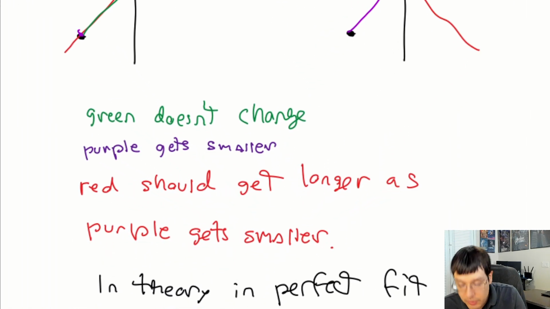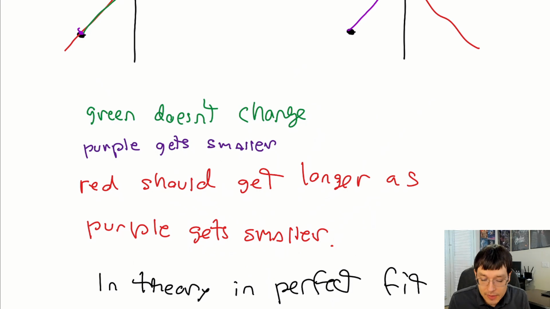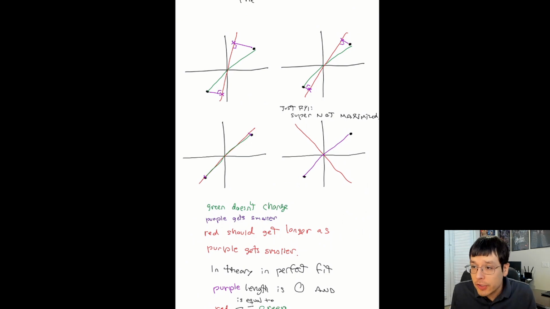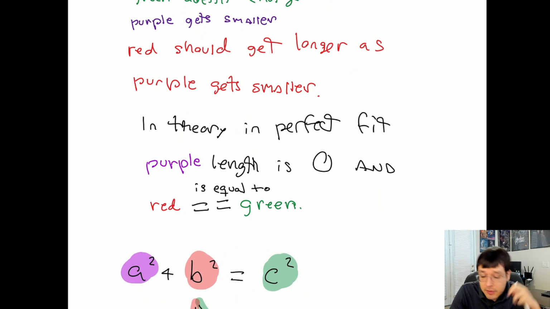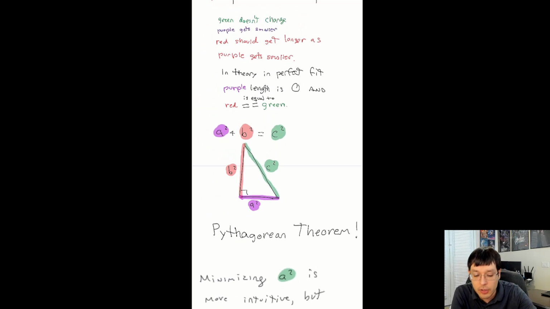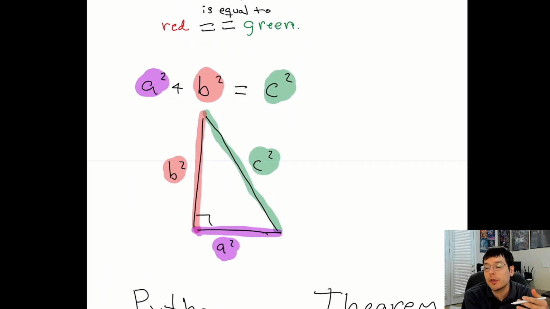So here I have some key reminders. The green doesn't change because that was just your distance to the origin. So no matter what you do to the rotating line, the distance from the point to the origin does not change. Purple is going to get smaller as you find a better fitting line, and red gets longer as purple gets smaller, okay? So in theory, here we go, a perfect fit for purple is 0 and the red is equal to the green, okay? So here's that Pythagorean theorem, and this is color coded to what you saw in the line. And you can see a squared plus b squared is equal to c squared.